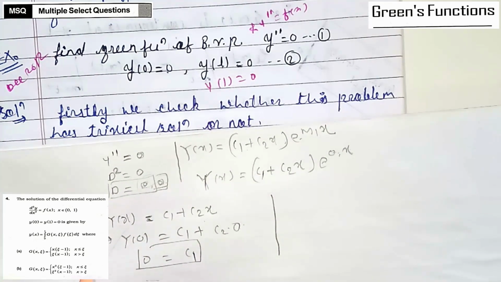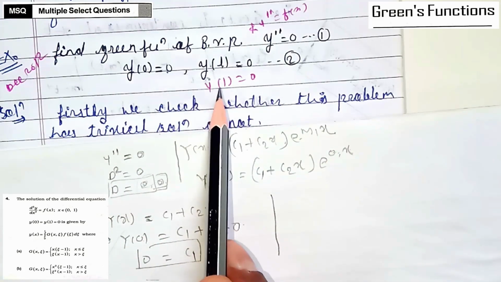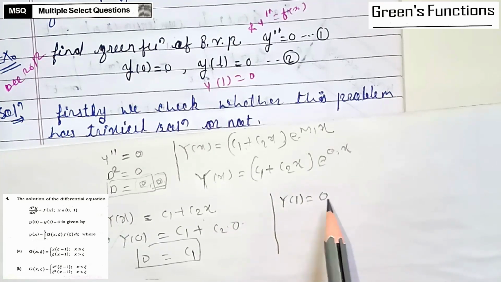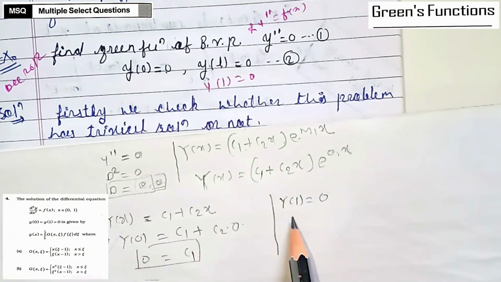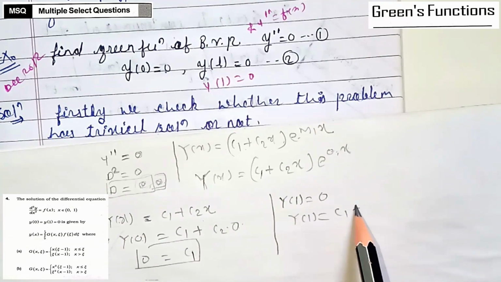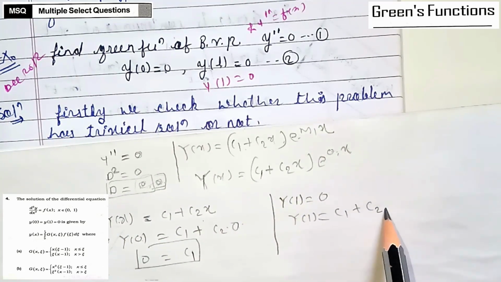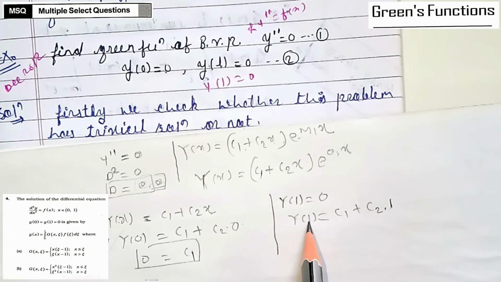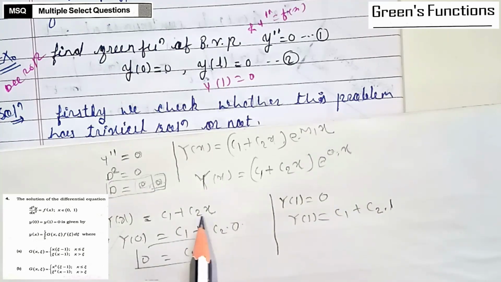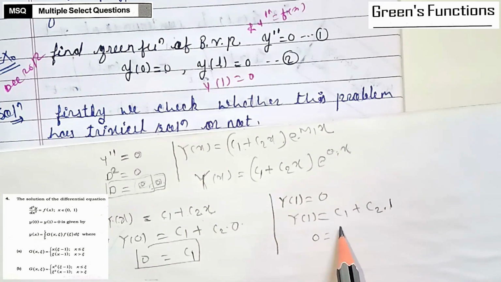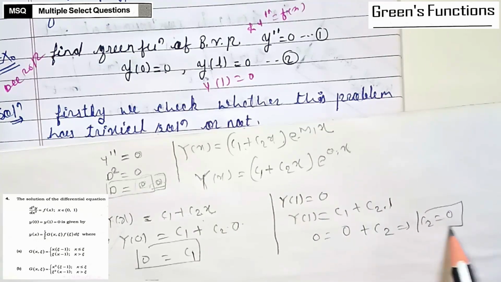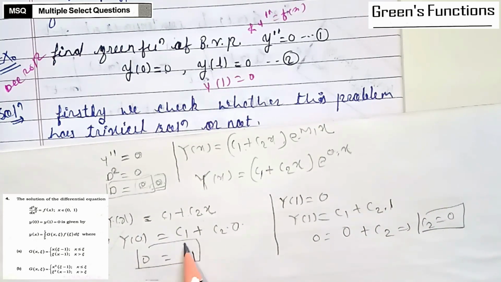Similarly, apply the next boundary condition. This one was the first boundary condition. The second boundary condition is y of 1 equal to 0. Replace x by 1. So y of 1 equals c1 plus c2 into 1. Now put y of 1 as 0, and c1 is also 0, plus c2. This gives us c2 also 0. So I got the value of c1 as 0 and c2 also 0.